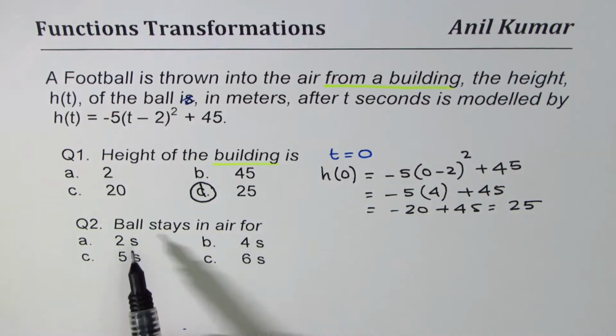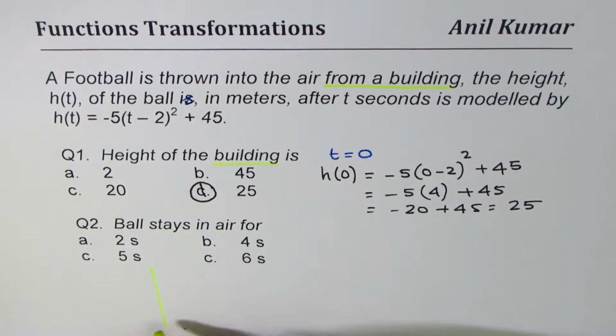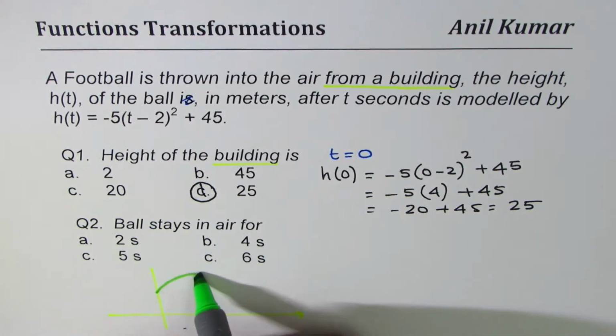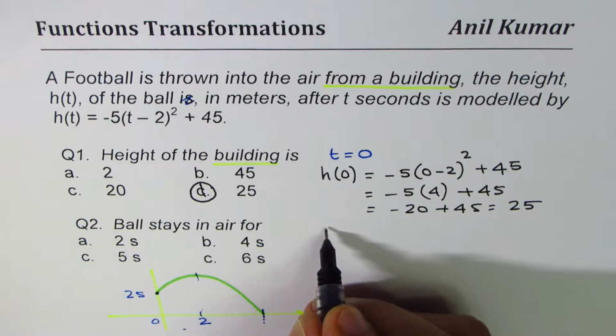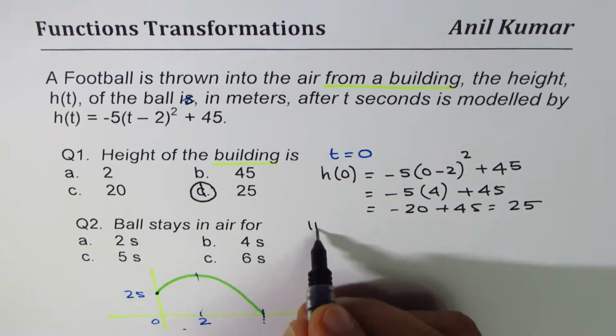Question number 2. Ball stays in air for how long? That means basically if you look at it, the situation is kind of like this. That ball is thrown and it goes kind of like this and then hits the ground, right? And this height we just found as 25 of the building. Ball stays in air how long? That means from 0 to when it hits the ground. So you need to find that time. So at this time, height becomes 0. Do you see that? So we'll now substitute 0 for the height.